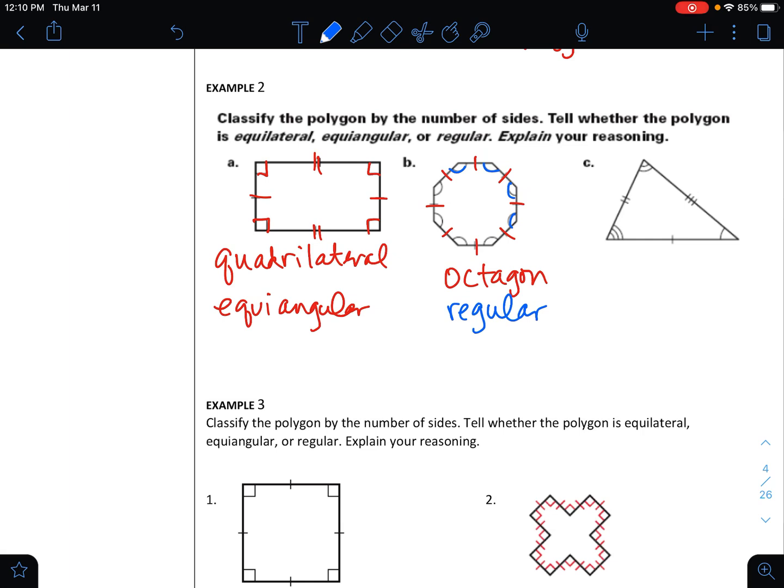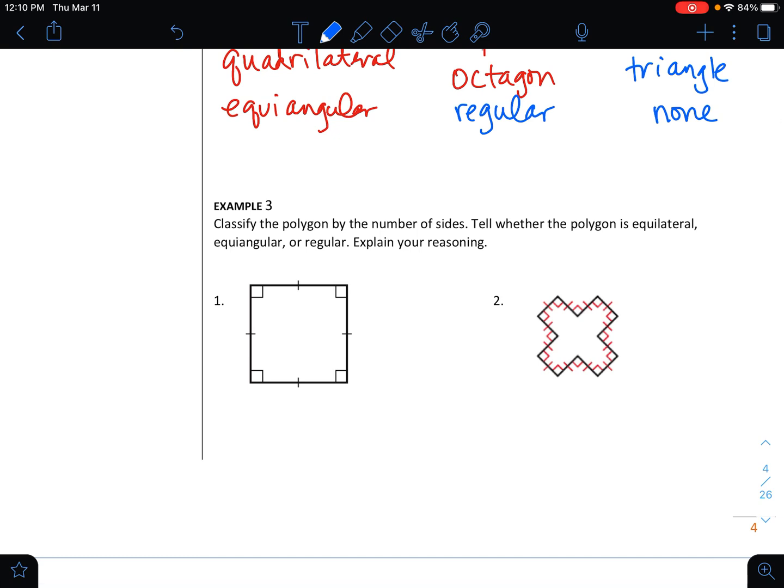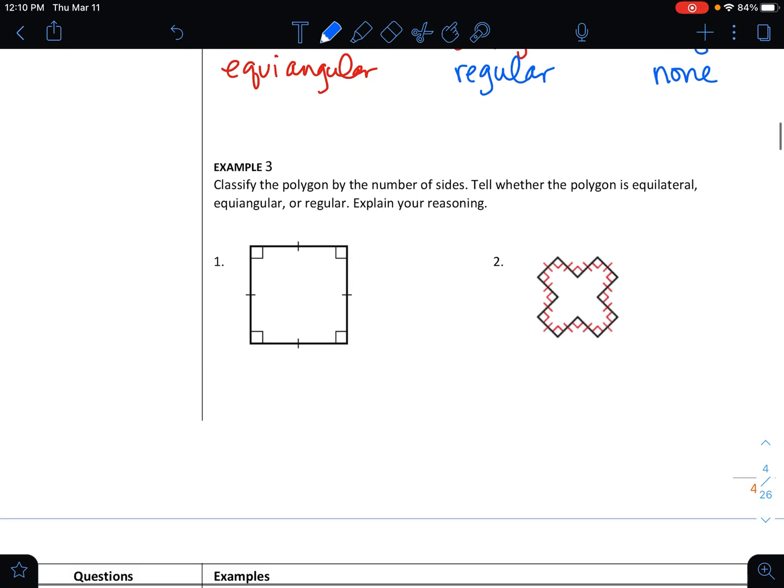Okay, last one in this group, 3 sides, triangle. Sides, they are not the same, and the angles are not the same, so I'm just going to write none. And so I guess really what I just said is the explanation. The sides are not the same and the angles are not the same. Okay, please move on to example 3. Pause the video until you have your answers written down, and then we're going to move on.